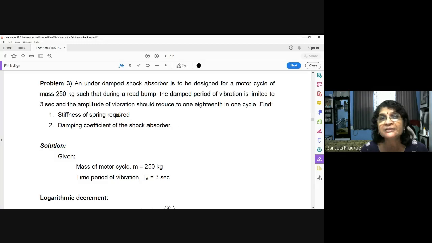Again, I will read this sentence, very important. The amplitude of vibration should reduce to 1/18th in one cycle. Find the stiffness of the spring required, that is k, and the damping coefficient of the shock absorber. So in short, we have to design the shock absorber, meaning whatever spring you select, what should be the k of that spring, and whatever fluid you are using in the shock absorber, what is the damping coefficient of that fluid.